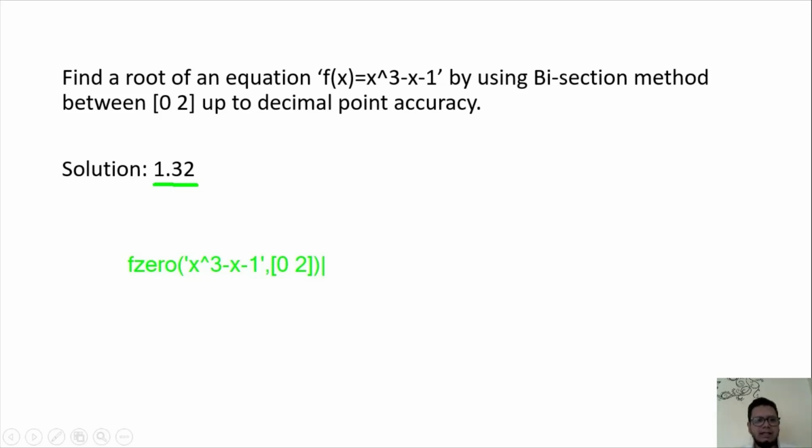So the syntax is very simple. fzero, all in small letters, then in single quotes define your function of which you want to find the roots. Define that function, and then give your lower limit and upper limit in square braces. So let's go back to MATLAB and see the solution.